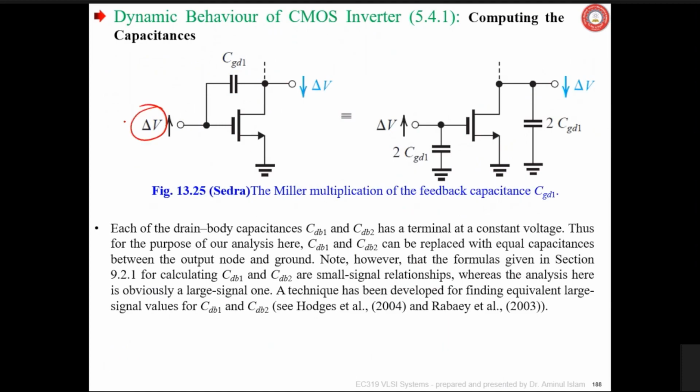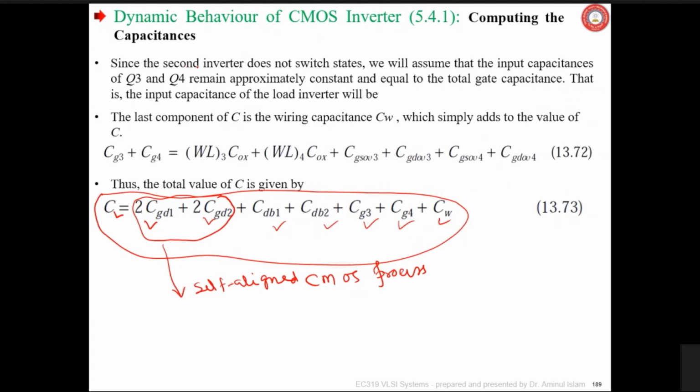Here, once it is increasing, the value across this capacitance will be decreasing, so twice the value will be connected here. In this diagram it is shown the same thing. So the second inverter does not switch states.